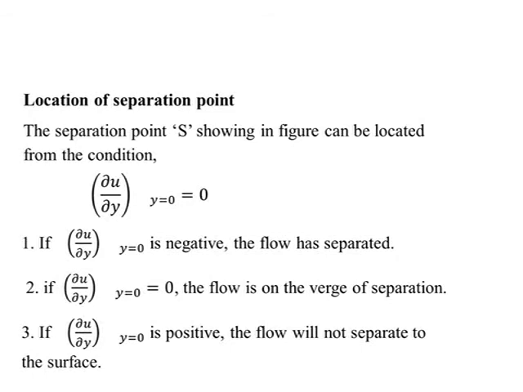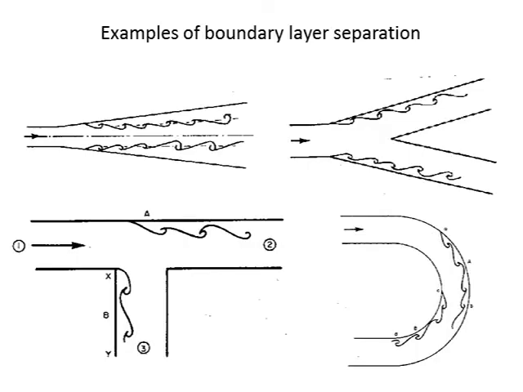And third condition, if ∂u/∂y at y = 0 is positive, the flow will not separate from the surface. You see the examples of boundary layer. In the first case, you can see the flow gradually diverges.